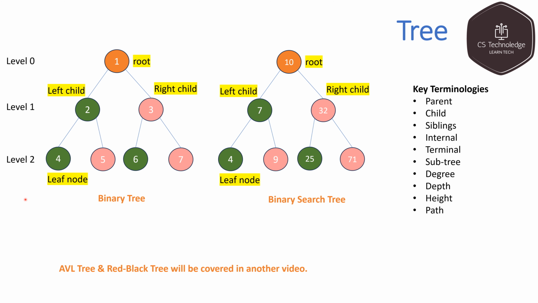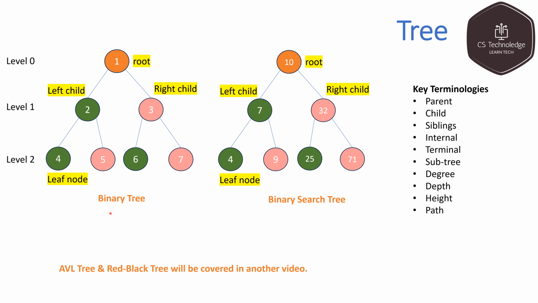Having said that, there is another terminology called level. Level starts from the root, where the root level is 0, then the next level will be the level of the children, which is 2 and 3. This will be level 1, and the last will be level 2. Okay, so I hope you understood the key terminologies.